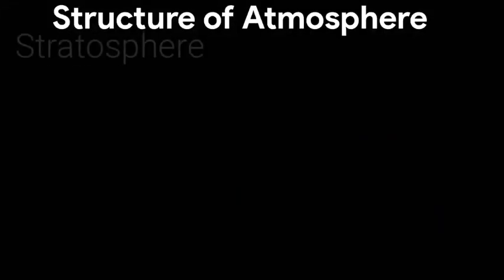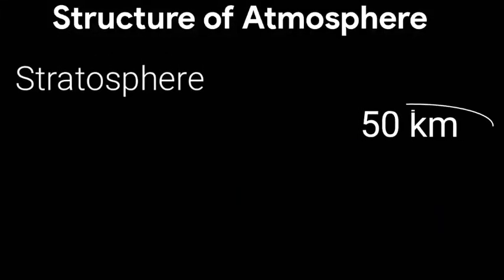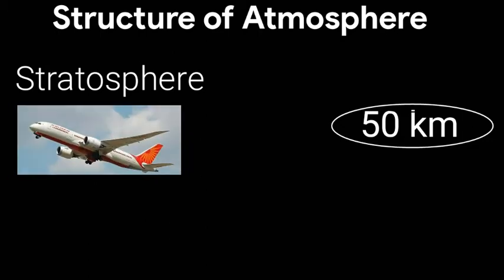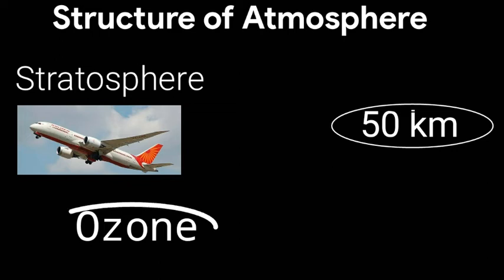Now let us talk about stratosphere. It extends up to the height of 50 kilometers from the surface of Earth. This layer is free from clouds and other kinds of weather phenomena, and therefore it is suitable for flying of airplanes and jet crafts. This layer consists of ozone gas, which protects us from the harmful UV rays exerted by the sun.